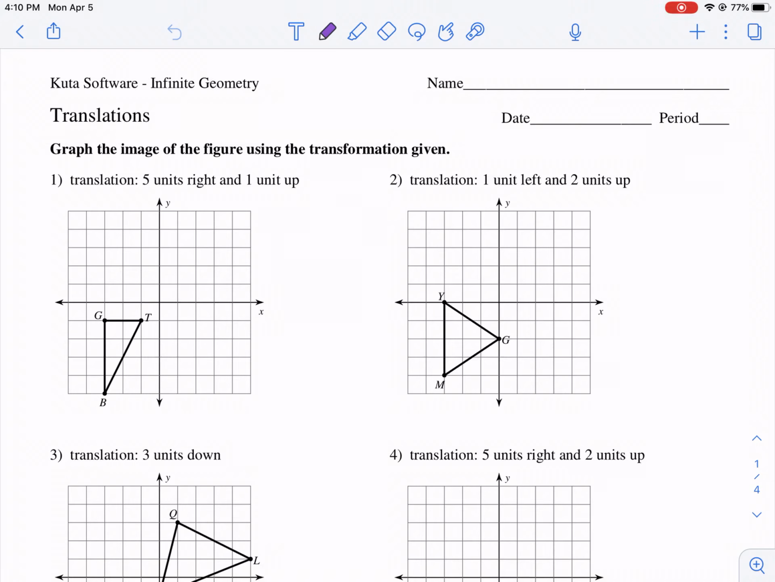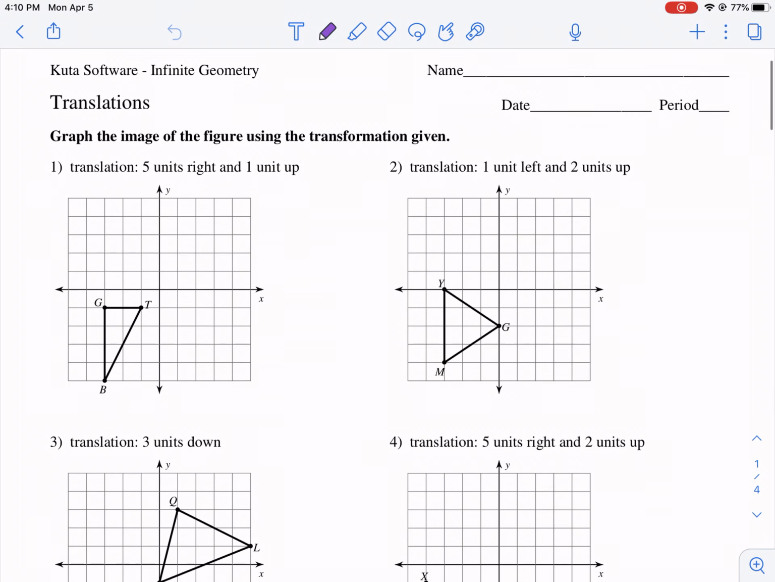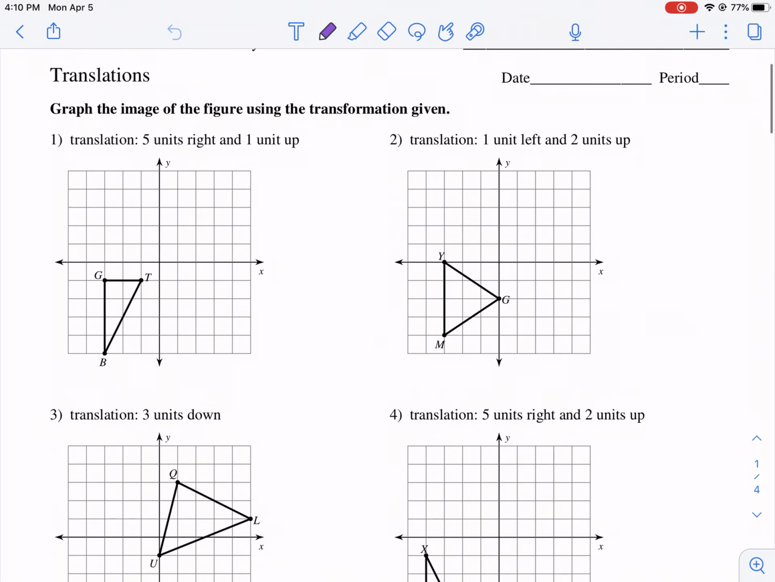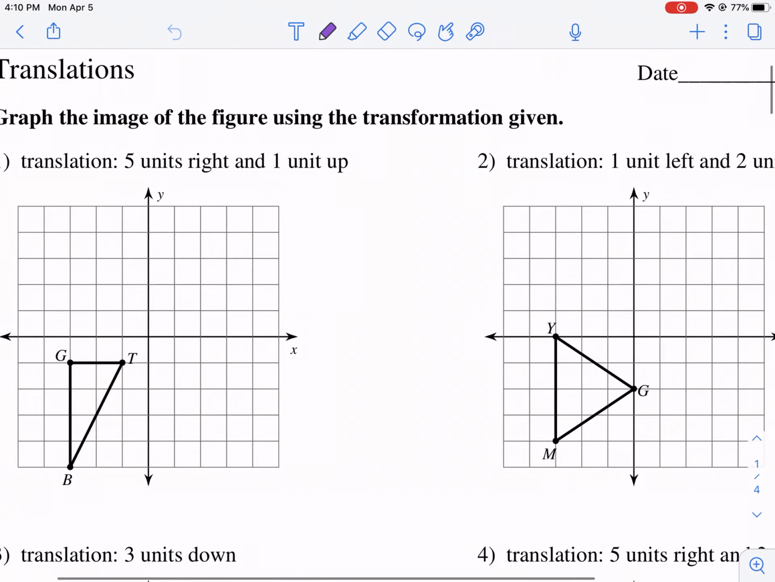We're doing translations today. So translations is really the first section of transformations, which is all the geometric figures moving and changing in the coordinate plane. But we're going to be talking about translation today.